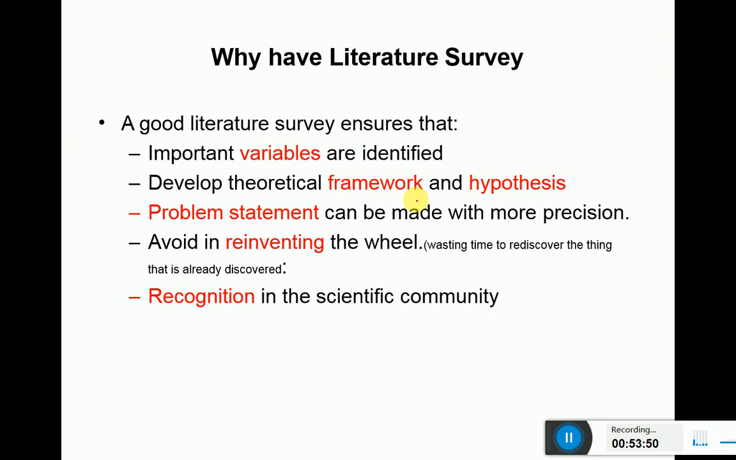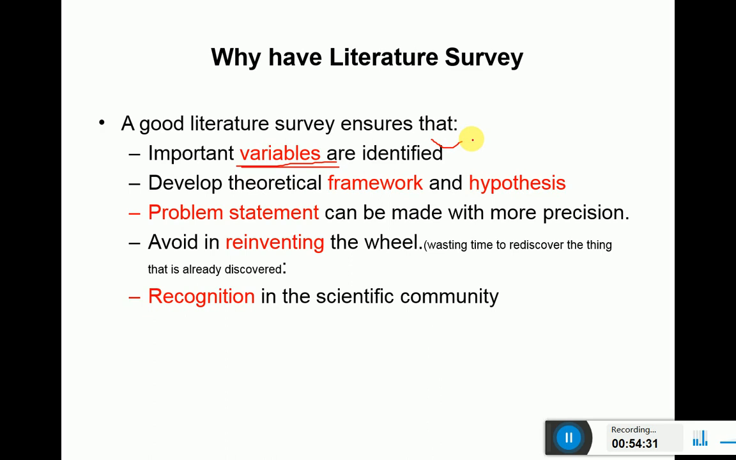Now, why have a literature review? There are different reasons. Important variables are to be identified. In a literature review, we first want to identify the variables in the study. For example, organizations administer different programs, but realistic job preview may be a variable we did not know about. From the literature review, they identified that RJP is another variable which can cause the problem. So first of all, important variables are to be identified.